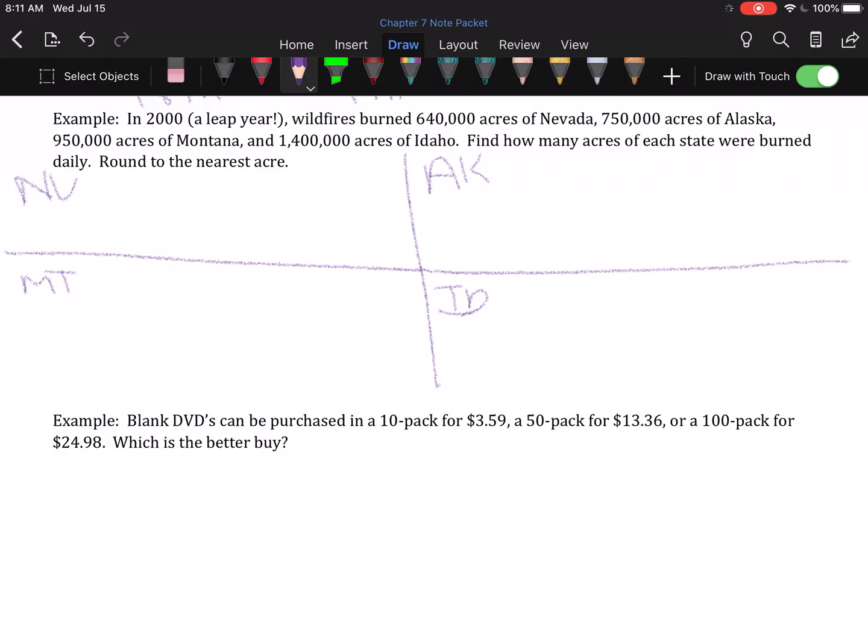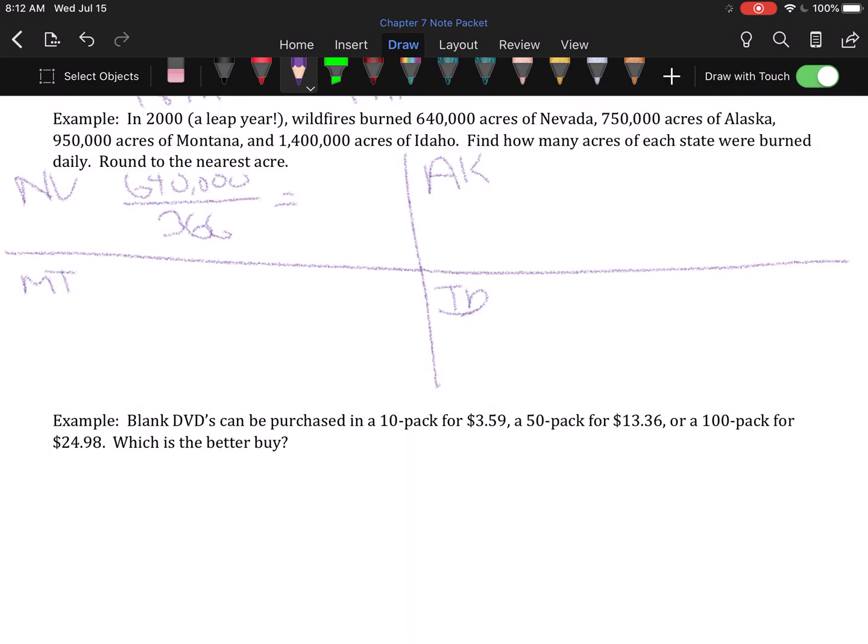So Nevada got 640,000 acres burned in the year. We're interested in how many got burned each day as an average. So we're going to take the acres and divide by the number of days in the year. It was a leap year, so there will have been 366 days in that year. Now, you are absolutely permitted the use of a calculator in this chapter, because these are some nasty divisions to deal with without them. So 640,000 divided by 366 is a number. We're told to round it to the nearest acre, which is the nearest whole number.